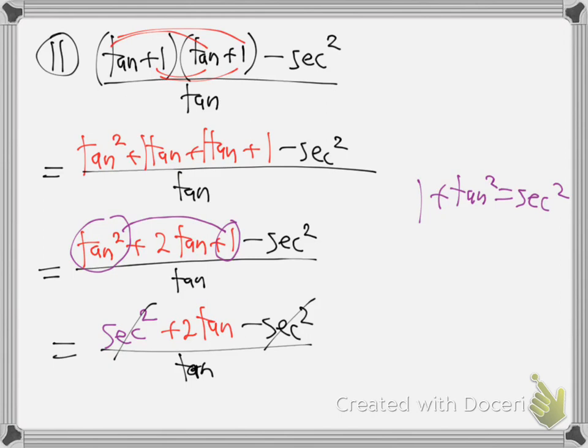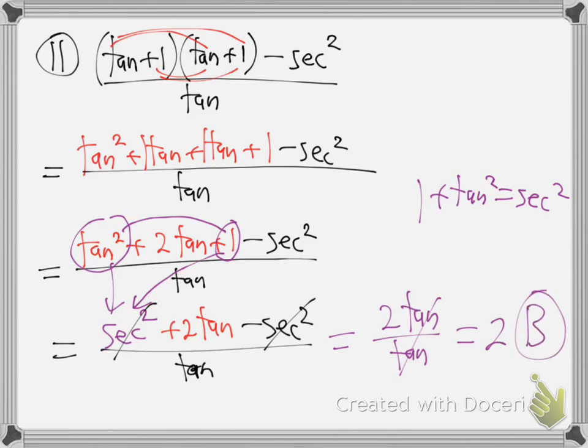Everybody seeing that? So the 1 plus tan squared together becomes secant squared, like that. They together become that. And then we just get 2 tangent over tangent, cancel, 2. Which is hopefully one of those answers there. It is B. Still no C. There we go. On we go.